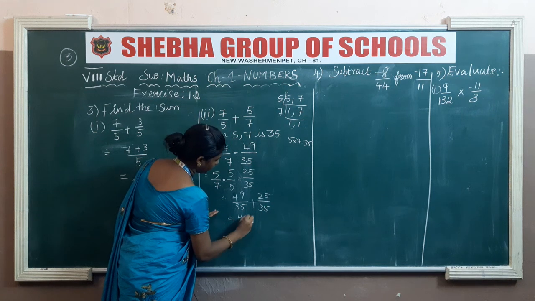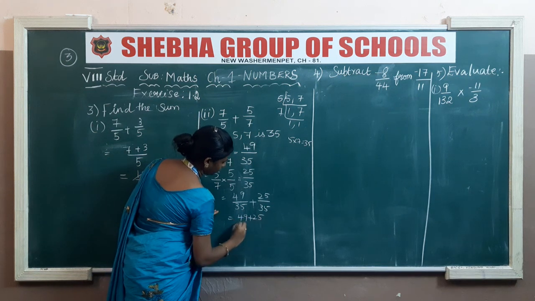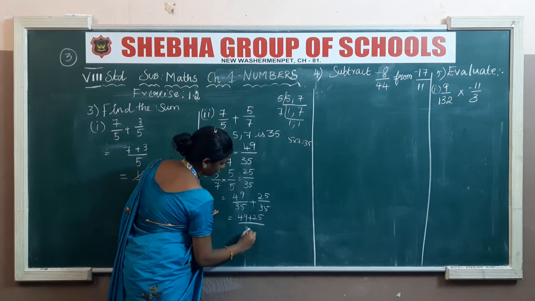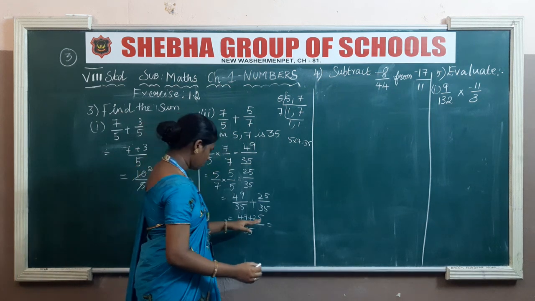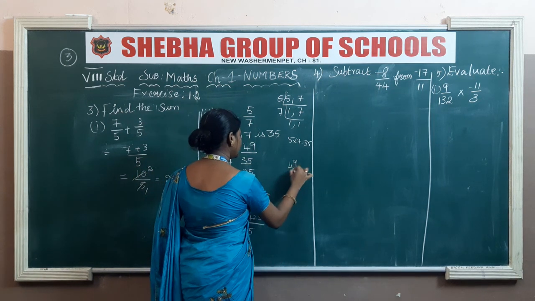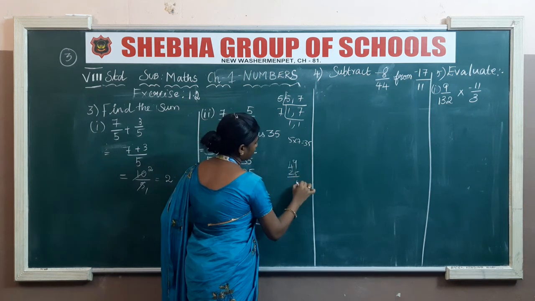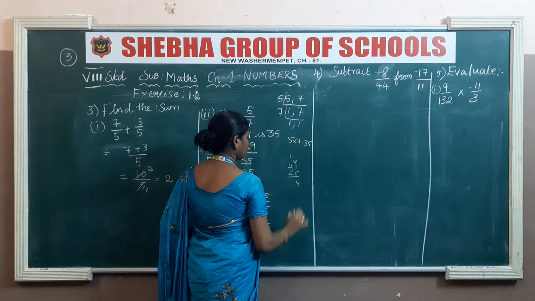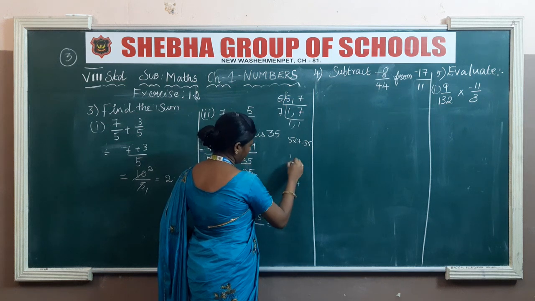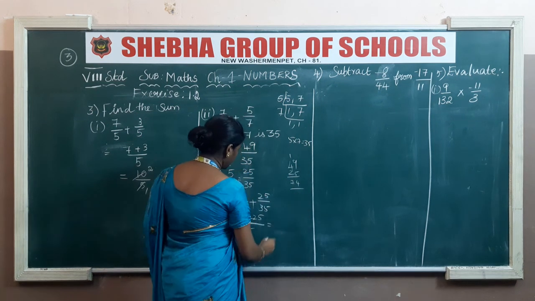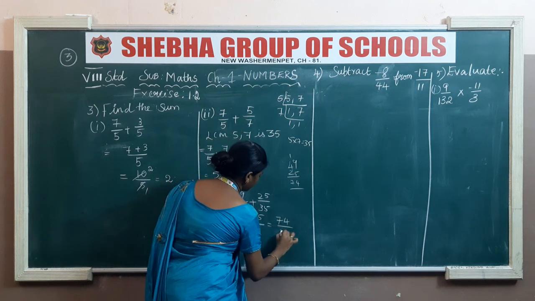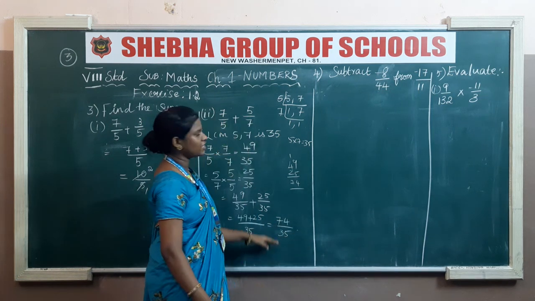So it is equal to 49 plus 25 divided by 35. We have to add it. 49 plus 25: 9 plus 5 is 14, 4 plus 1 is 5, 5 plus 2 is 7. So the value is 74 by 35. Okay, did you understand, students?